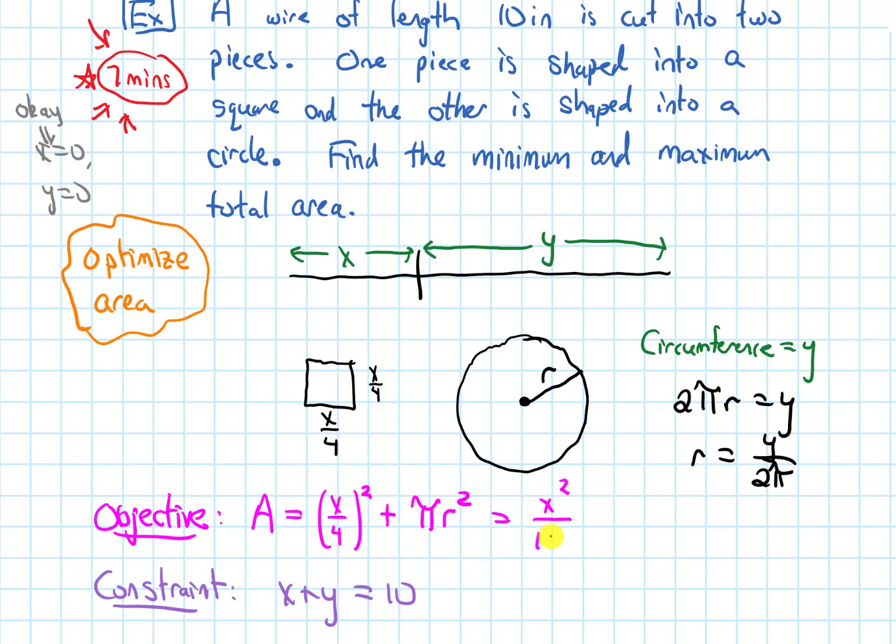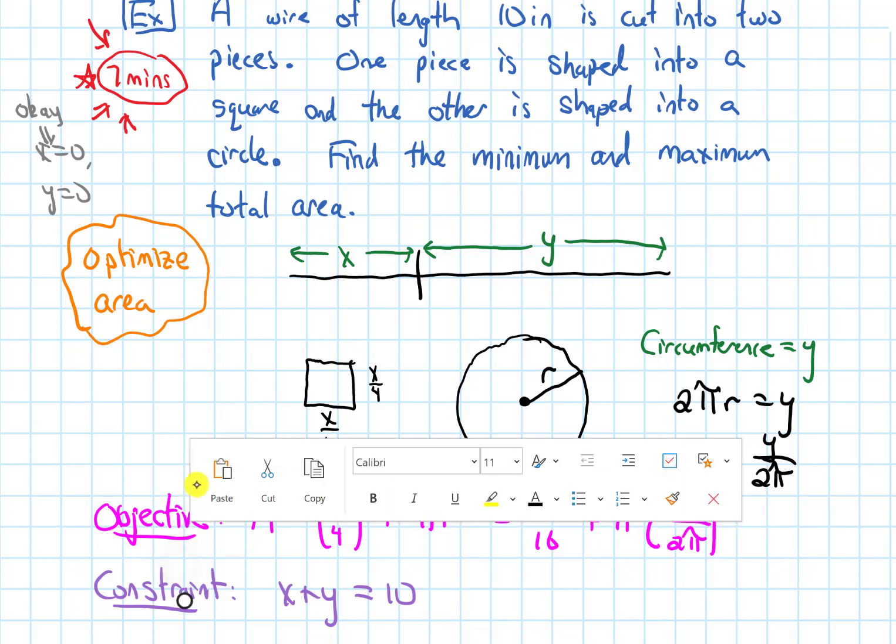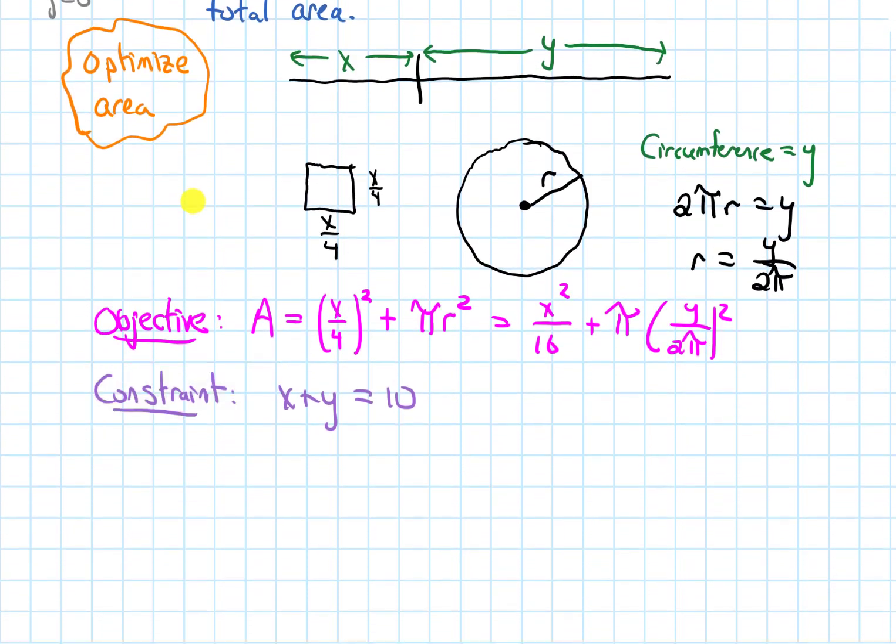So x squared over 16. And then we get plus pi r squared. R squared is going to be y over 2 pi being squared. Okay, so now that we have this, let's isolate one of the variables in the constraint so we can plug into the objective to get the objective in terms of one variable.